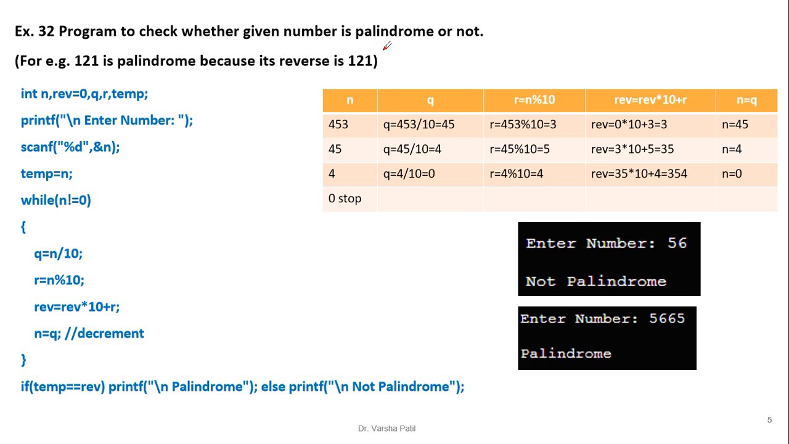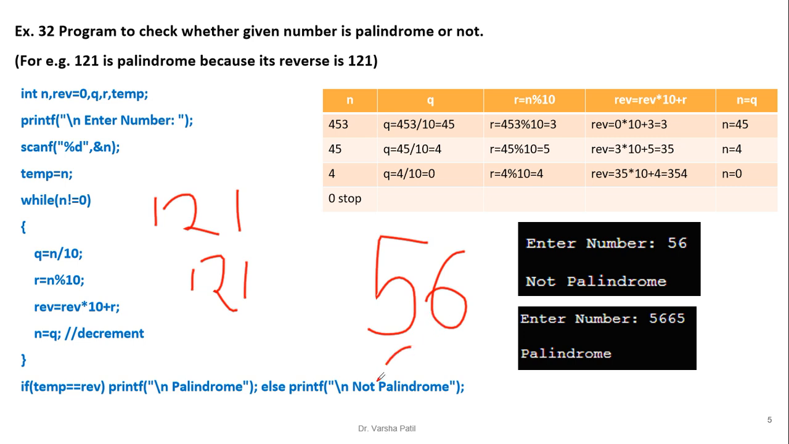Next we have to check whether the given number is a palindrome or not. The number is a palindrome when the number and its reverse are the same. For example 121, if we write it in a reverse way, the number becomes 121, so it is a palindrome. If the number is 56, it is not a palindrome because the reverse of 56 is 65, so they are not the same. So we use the previous program logic, the number and its reverse number, and we compare whether they are equal or not. If not equal, they are not a palindrome.